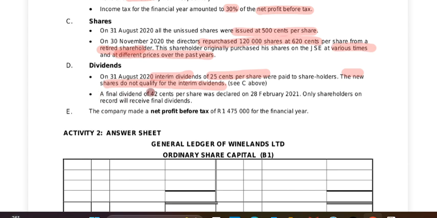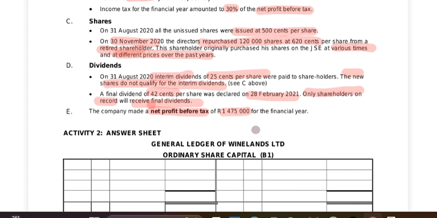A final dividend of 42 cents per share was declared on the 20th of February 2021. Only shareholders on record will receive final dividends. So remember, there's a repurchase of shares that happened on the 30th of November 2020, so they won't be entitled to a final dividend. And then the net profit before tax made by the company is 1,475,000 for the financial year.